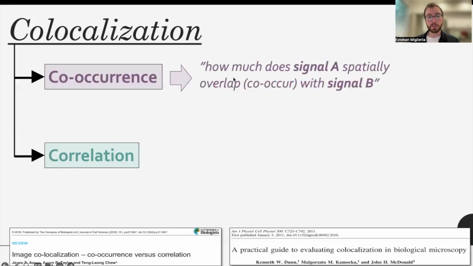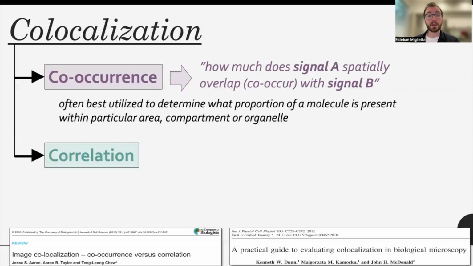To put it a bit more simply, co-occurrence tells us how much signal A spatially overlaps with signal B. So how much does it co-occur? How much of signal A is occurring in the same space as signal B? That's why co-occurrence metrics are usually best used to determine what proportion of a given molecule is present in a specific area or a specific structure, such as an organelle or a cellular compartment.